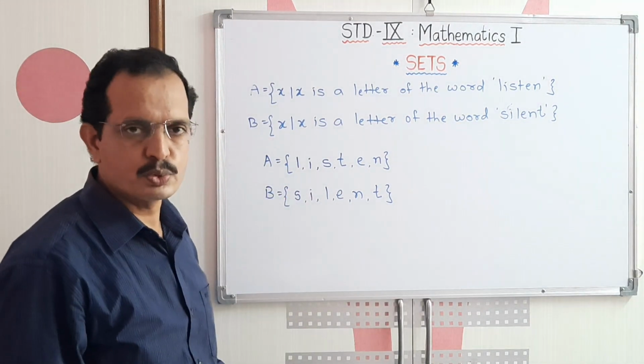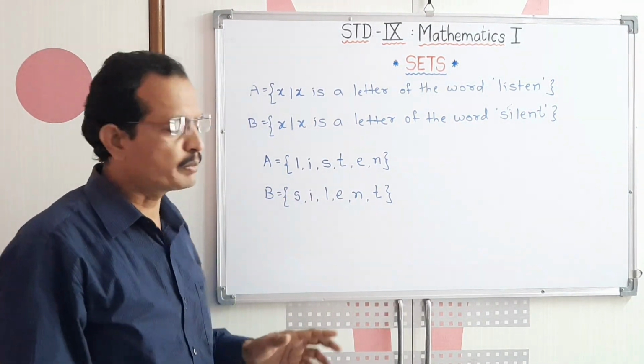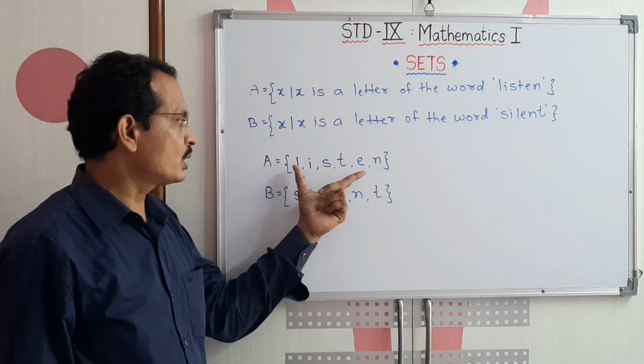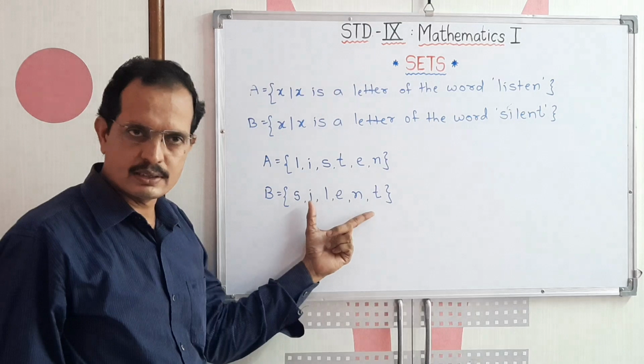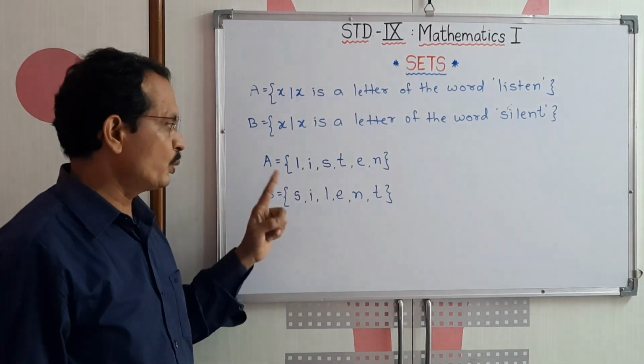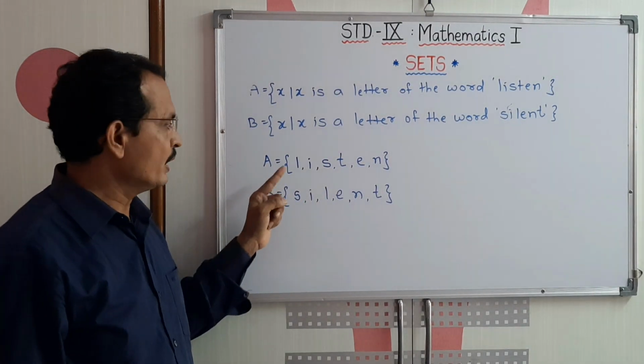Now observe these two sets which are written in a listing method. Here total elements are 6. This set B also consists of 6 elements. Now observe each element.